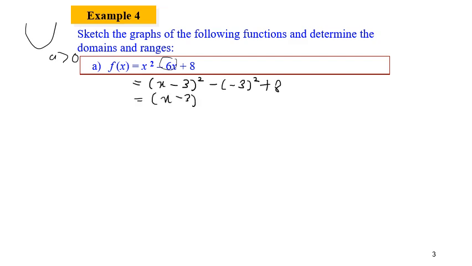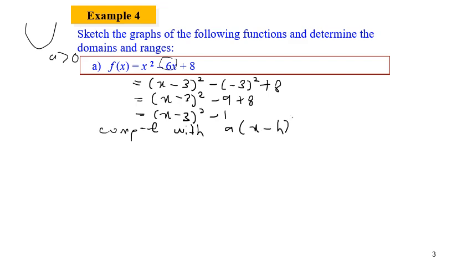So this will be the same, and this one must be negative because, since it is squared, it is always positive. So it is negative 9 plus 8. So this is what we get from completing the square, that is negative 9 plus 8, which is negative 1. So when we compare with a times x minus h squared plus k, we will get the minimum point 3, negative 1.